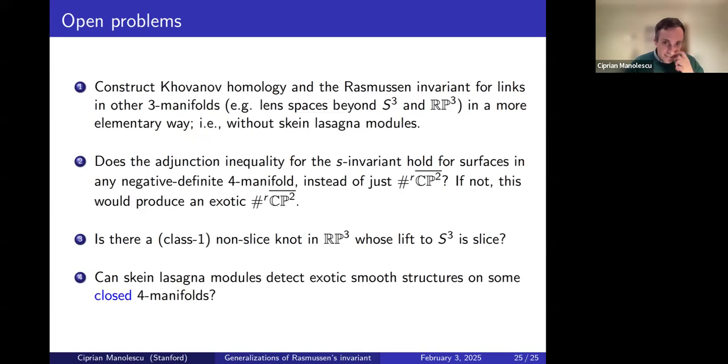And finally, for the skein lasagna, okay, so Ren and Willis detected exotic smooth structures on some compact four manifolds. Those have boundary. So an interesting question is whether you can do that for closed four manifolds. Again, the skein lasagna is well defined, and the only challenge is to compute it for some non-trivial examples on closed four manifolds. All right, so I will stop here.